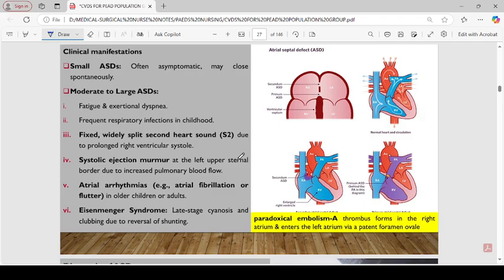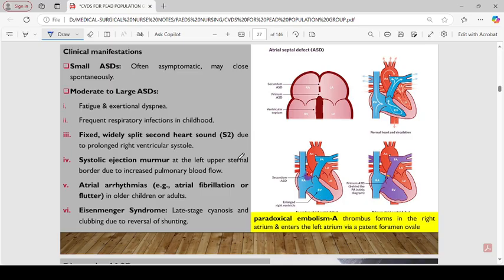If there are small atrial septal defects, the patients will often be asymptomatic, and these defects may close spontaneously. But if they are moderate to large atrial septal defects, the patient could present with fatigue, exertional dyspnea, frequent respiratory infections in childhood, and a fixed, widely split second heart sound. This is mainly due to prolonged right ventricular systole. We also have a systolic ejection murmur at the left upper sternal border due to increased pulmonary blood flow. We also have atrial arrhythmias, e.g. atrial fibrillation or flutter, in older children or adults.